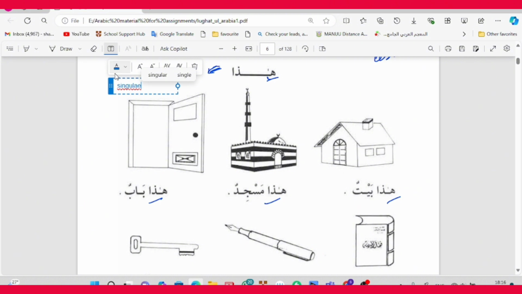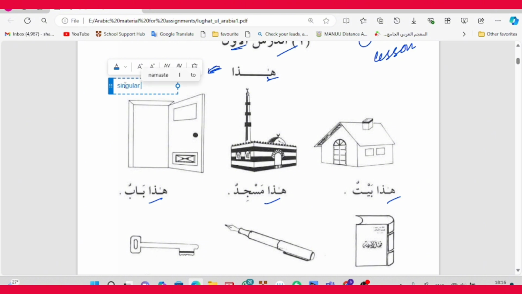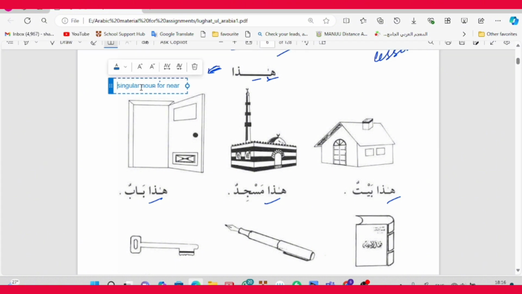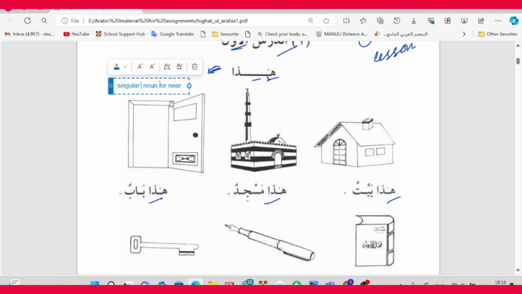Haza is used for a singular noun that is near. If someone is very near, close to you, you will point with this haza. Remember, this is for singular. And one thing I should write: haza is singular masculine.